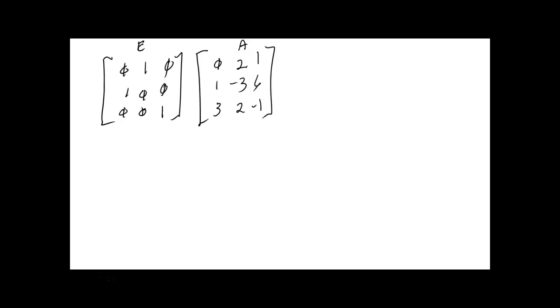Now what we're going to do here is multiply the E matrix by the A matrix. Can we multiply that? You tell me. Yes? 3 by 3 times 3 by 3, and your answer is going to be, like you said, a 3 by 3. Okay, here we go. Want to do the 1-1 entry? All right. Can you do it?